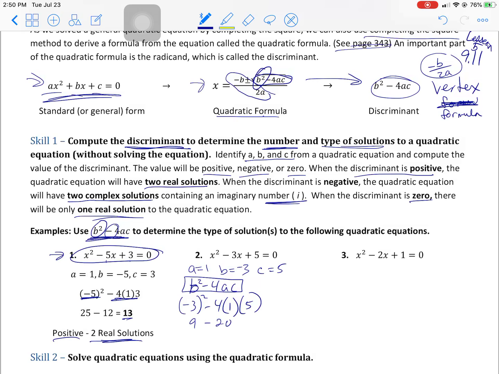So obviously this is going to be a negative number. So this has a negative number. So negative numbers are what? Go back up here. Another thing you need to try to remember would be two complex. That means two of my answers, I'm going to have two answers, and they're going to have i's in them. Okay, if I do it correctly.